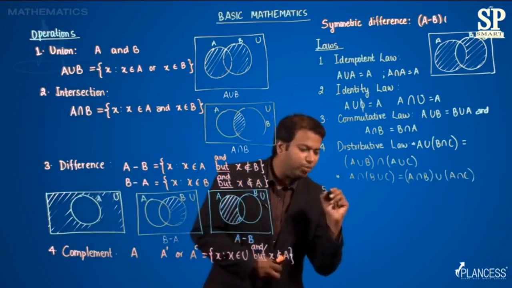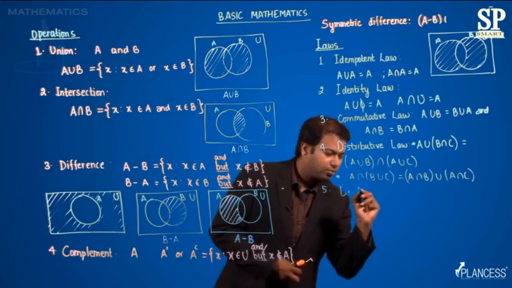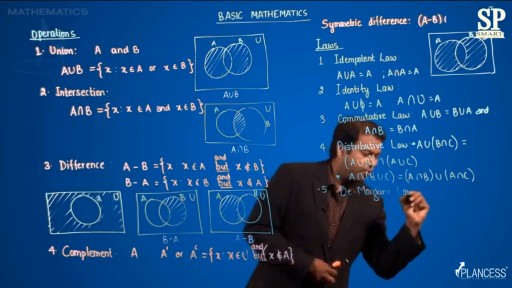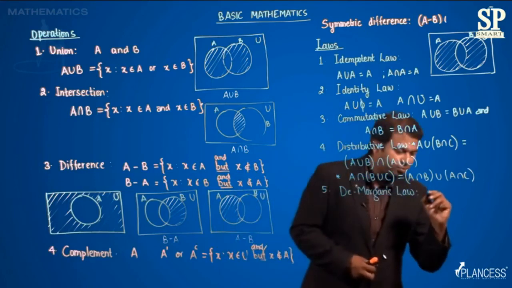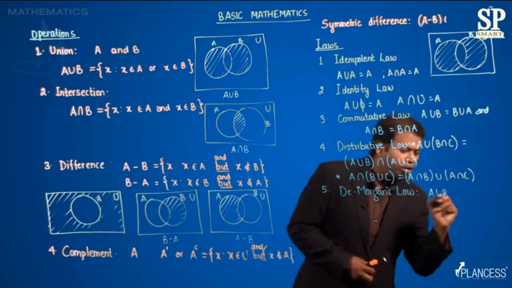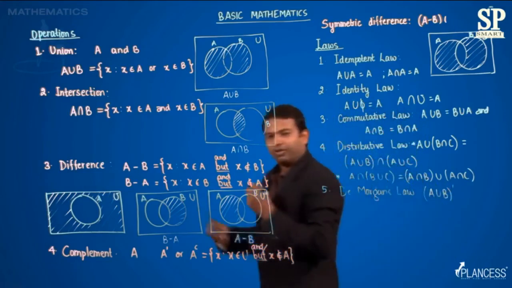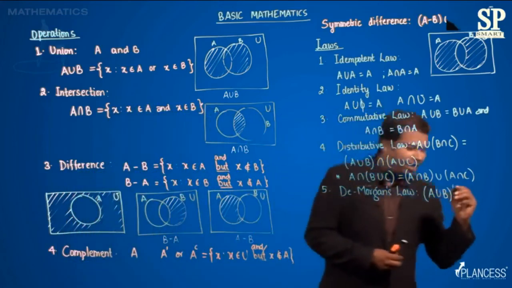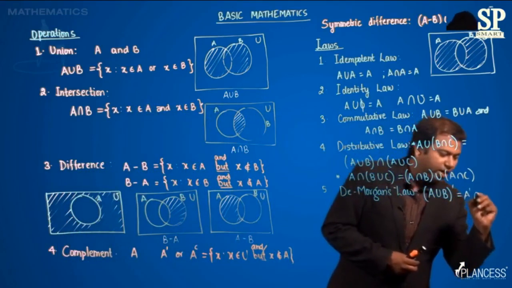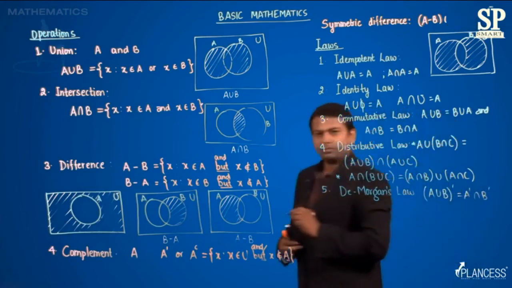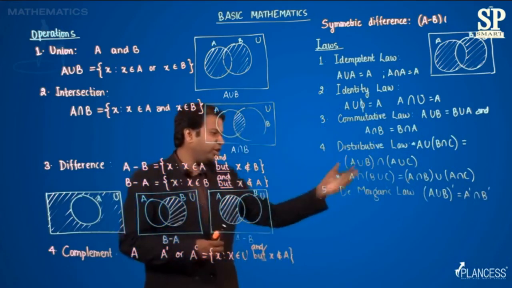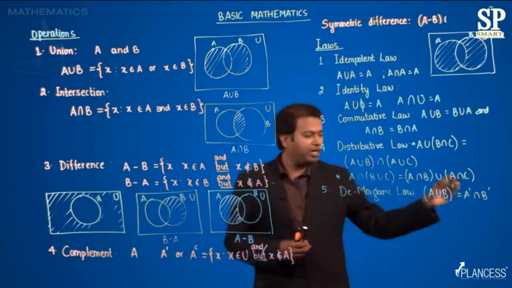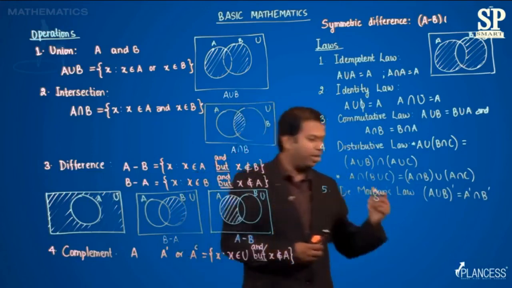Next is De Morgan's law. According to this, A union B whole complement. So first you have to find the set A union B, and then you have to find the complement, is same as A complement intersection B complement. So this is the meaning of A union B complement, and the De Morgan's law says that A union B complement is equal to A complement intersection B complement.